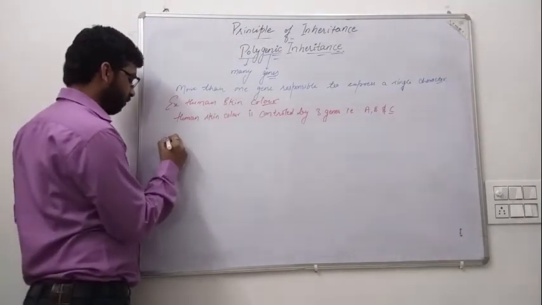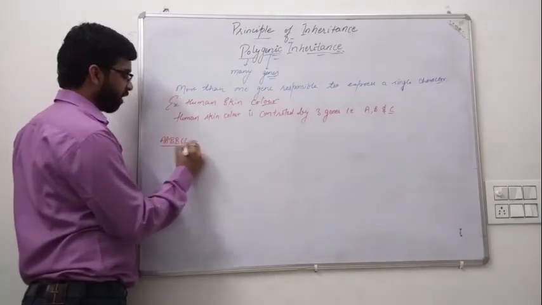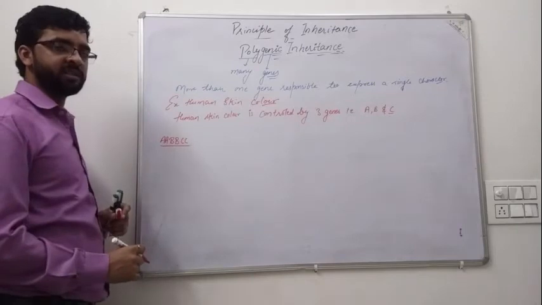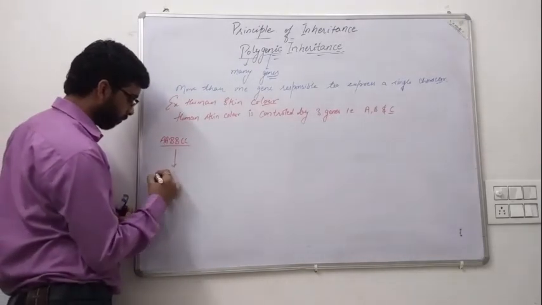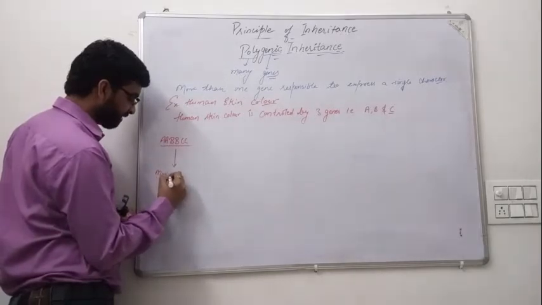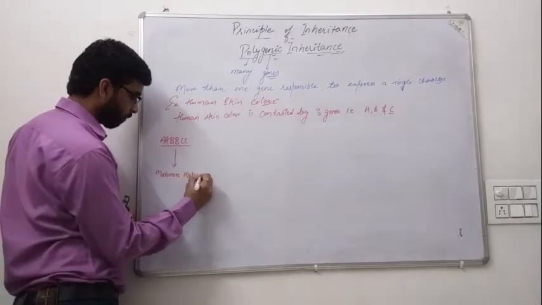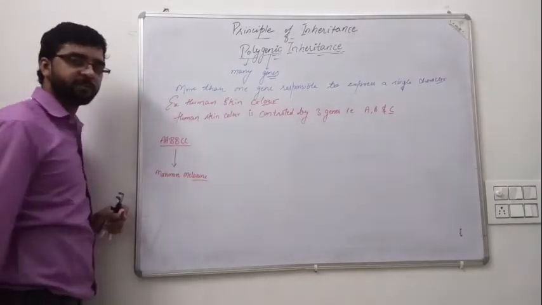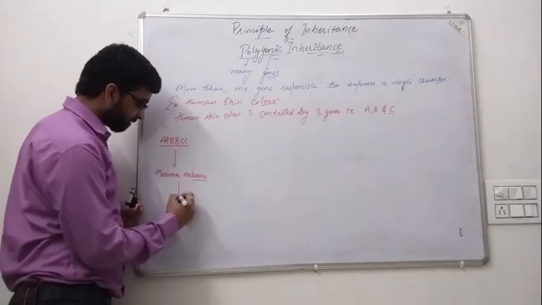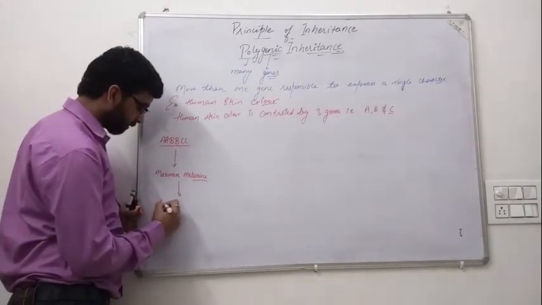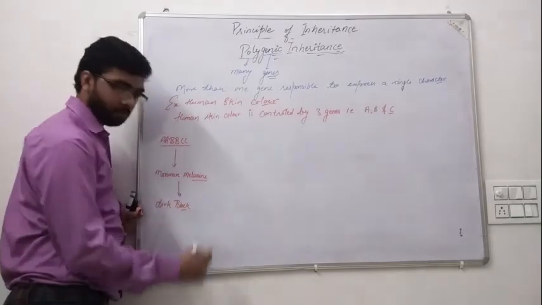We are just noting down here, if three genes are dominant, therefore maximum melanin is responsible for human skin color or human tone, means the person is dark black.